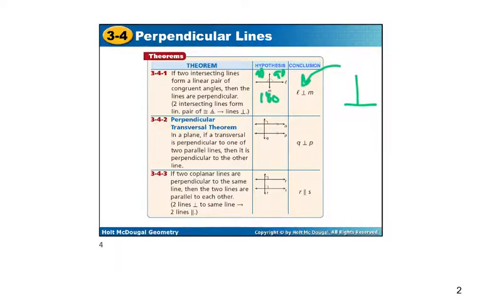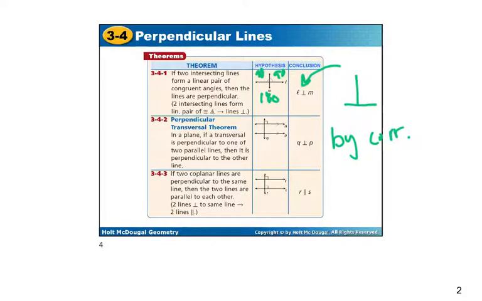All right. Then we have the perpendicular transversal theorem. So the perpendicular transversal theorem says that in a plane, if a transversal, so that guy there, is perpendicular to one of the lines, guess what? It's perpendicular to the other. And of course, that is by corresponding angles. Because if this one up here is 90, this one down here better be 90. Otherwise, those are not parallel lines and it doesn't work.